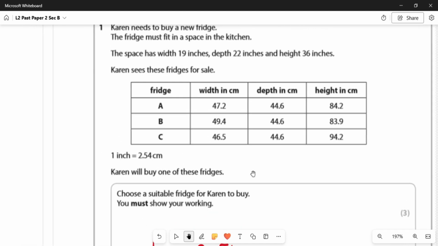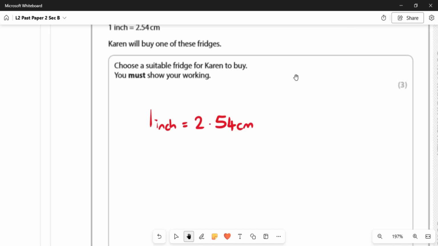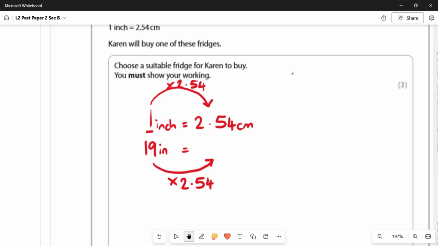or am I dividing? So I'm going to change the inches. So for example, 19 inches, that's going to go underneath the 1 inch there. Let's put 19 inches like that. So we're going this way. And now we'll look at the numbers. I'm going from 1 to 2.54. So you're going from a small number to a big. That's got to be times by 2.54. So therefore, we'll have to multiply 19 by 2.54. Let's do that on the calculator.